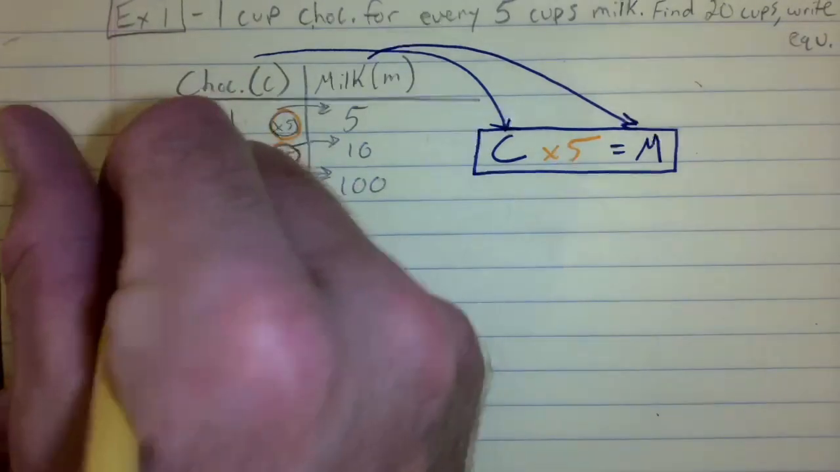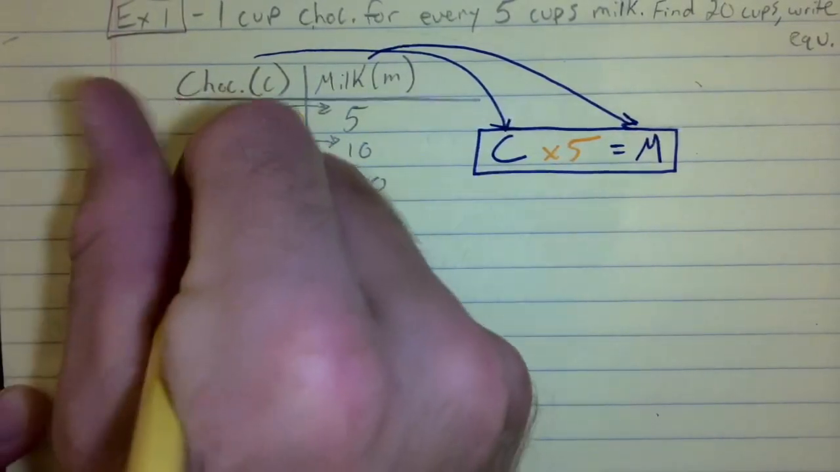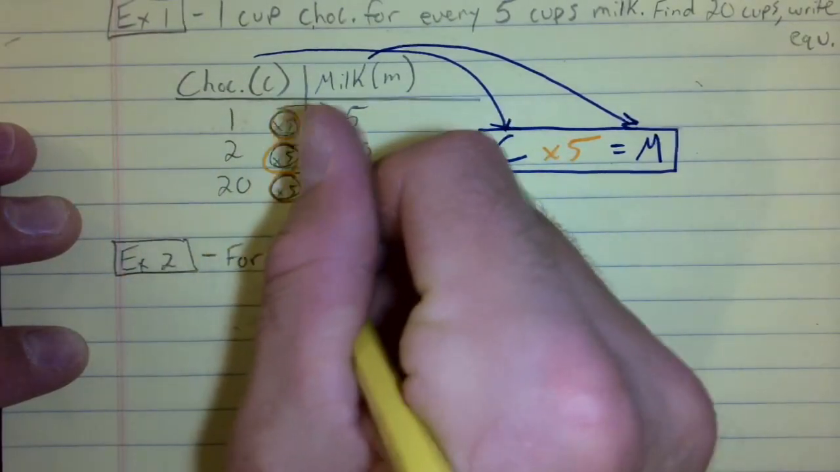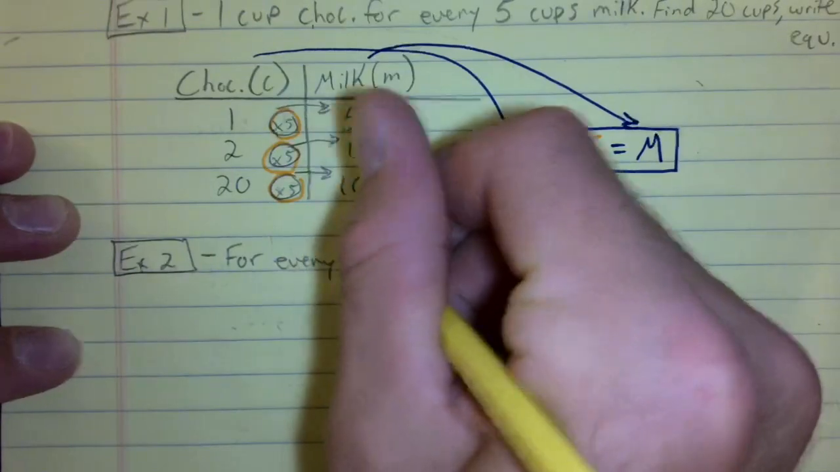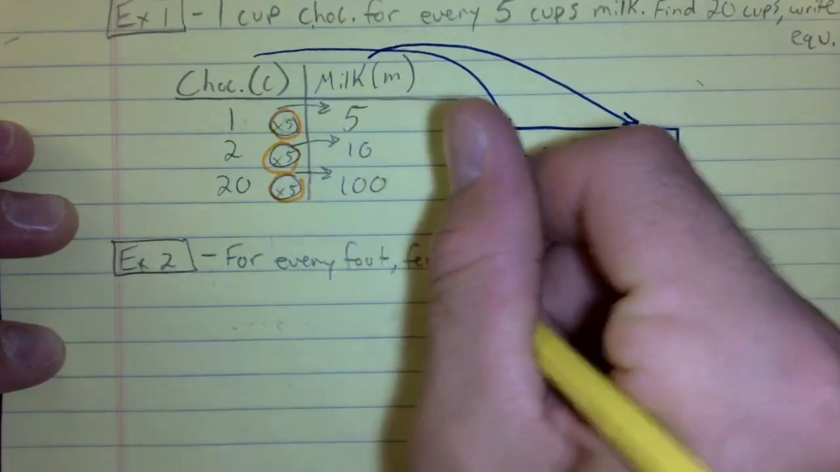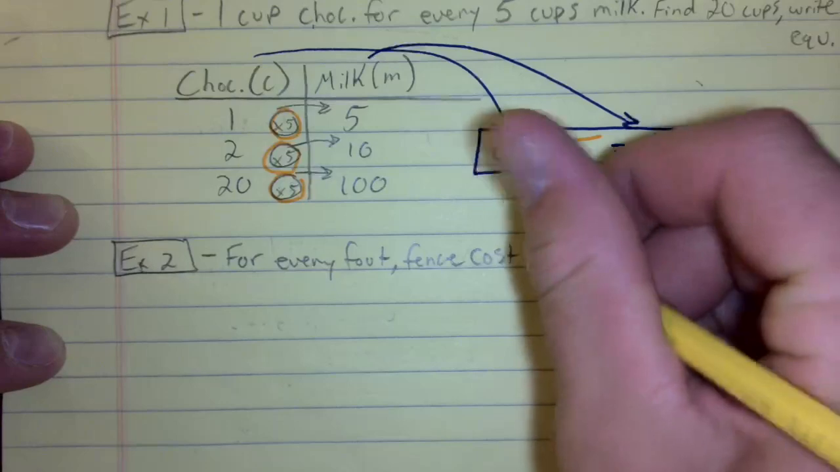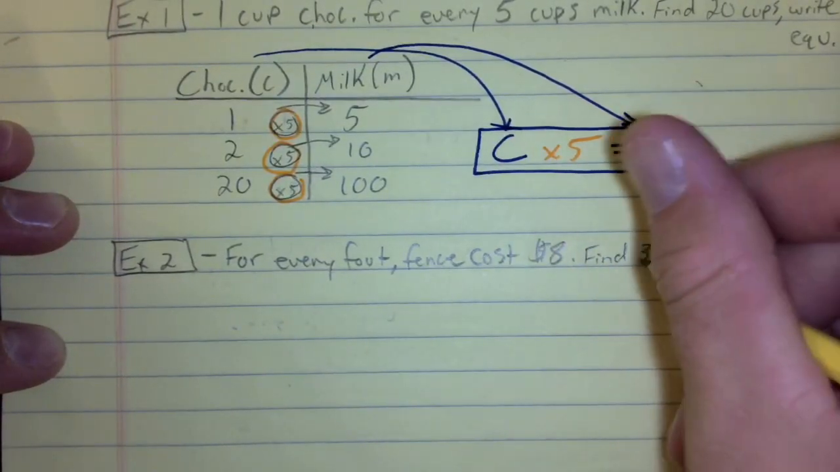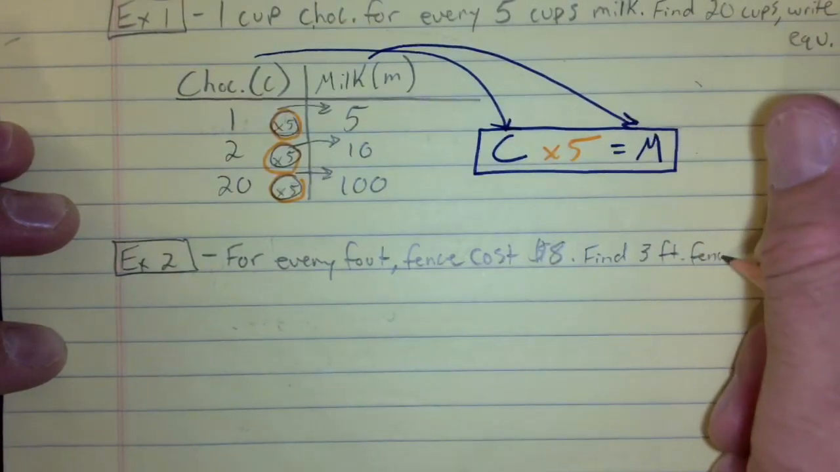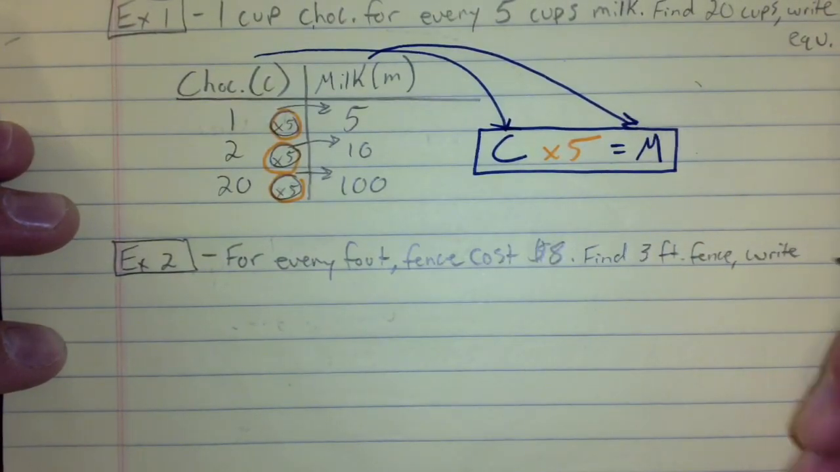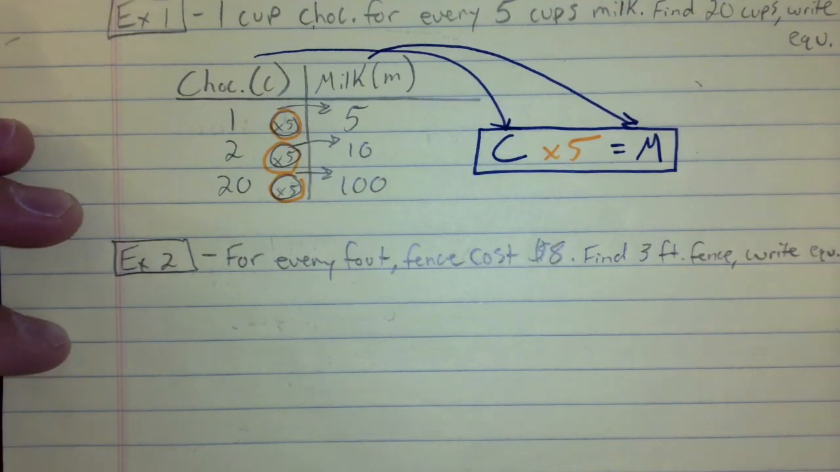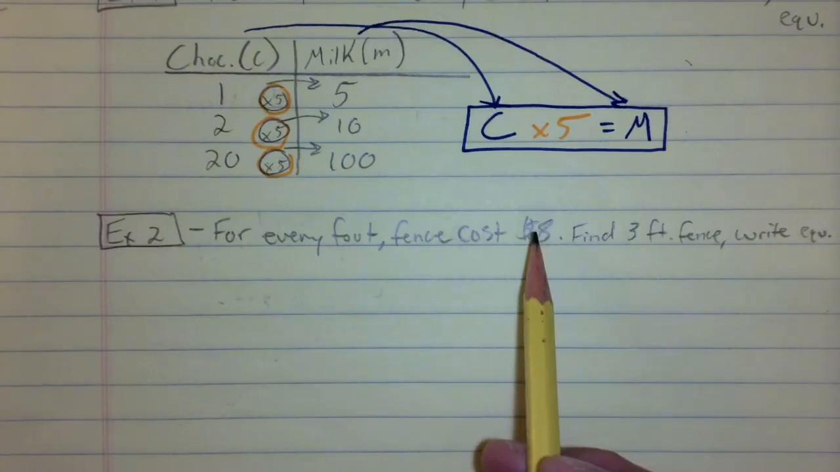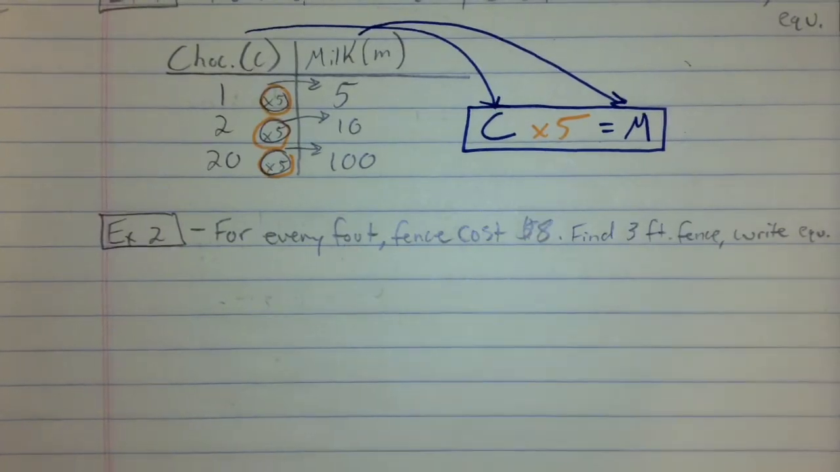So example 2 says, for every foot, fence costs $8. It says find 3 foot of fence, and of course write your equation to represent the relationship. So for every foot, fence costs $8. Find 3 foot of fence and write equation.